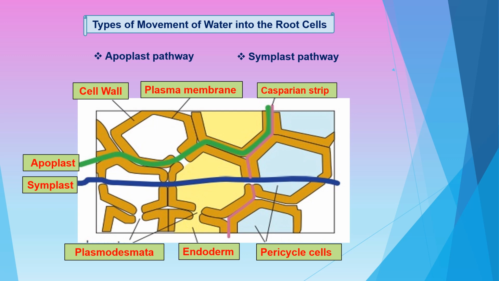Movement is down a potential gradient. It depends on energy. The movement of water molecules across the cell membrane into a region of higher concentration needs energy, that is gradient. Two types of movement: apoplastic movement and symplastic movement. Apoplastic movement is moving in between the space, that is intercellular space. Symplastic moves through plasmodesmata.